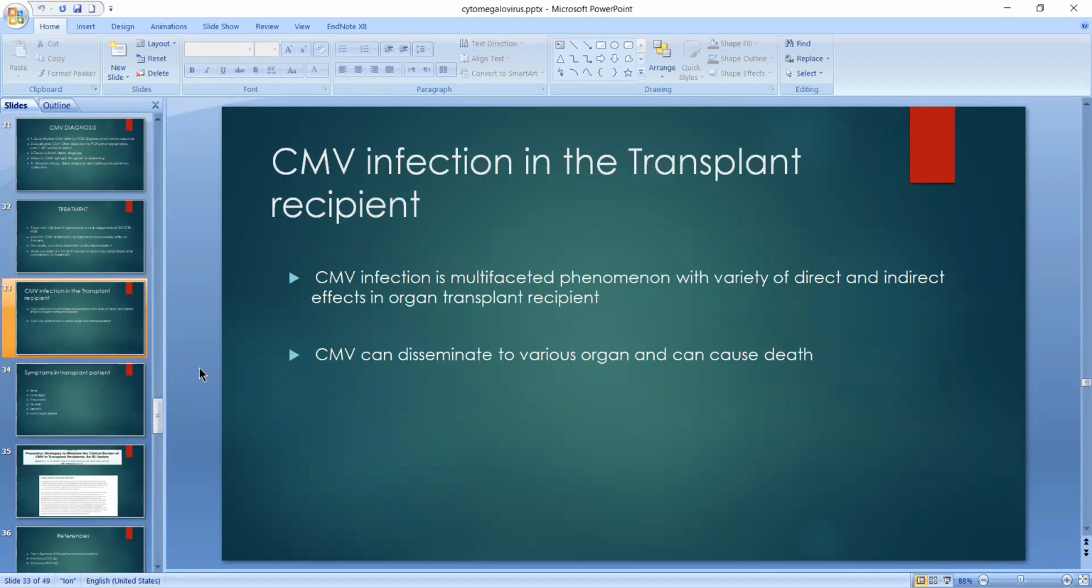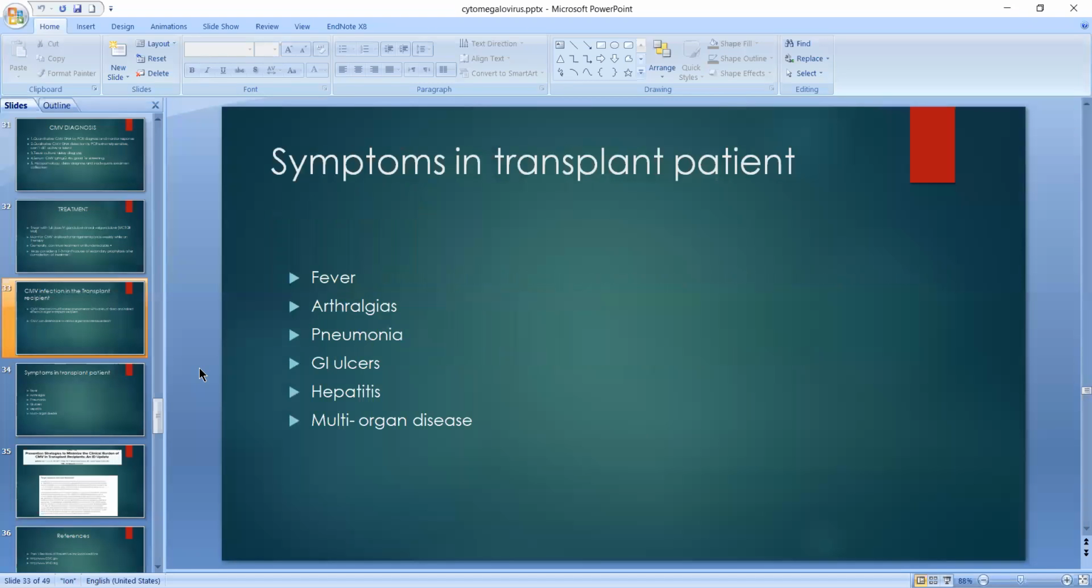Cytomegalovirus infection in the transplant recipient. Cytomegalovirus is a multifaceted phenomenon with a variety of direct and indirect effects in organ transplant. Cytomegalovirus can disseminate to various organs, and it can lead to death and multi-organ failure. What are the symptoms present in a transplant patient? Fever, arthralgia, pneumonia, GI ulcer, hepatitis, and multi-organ disease.